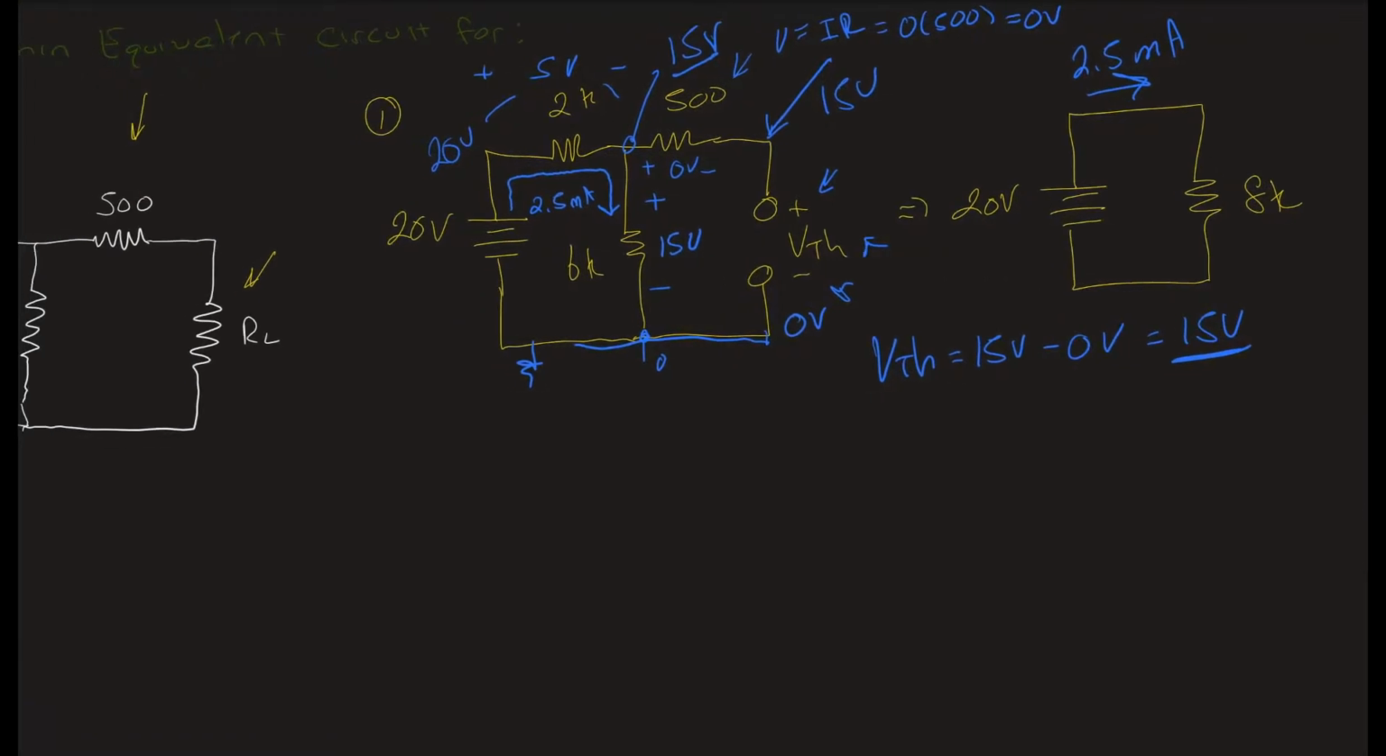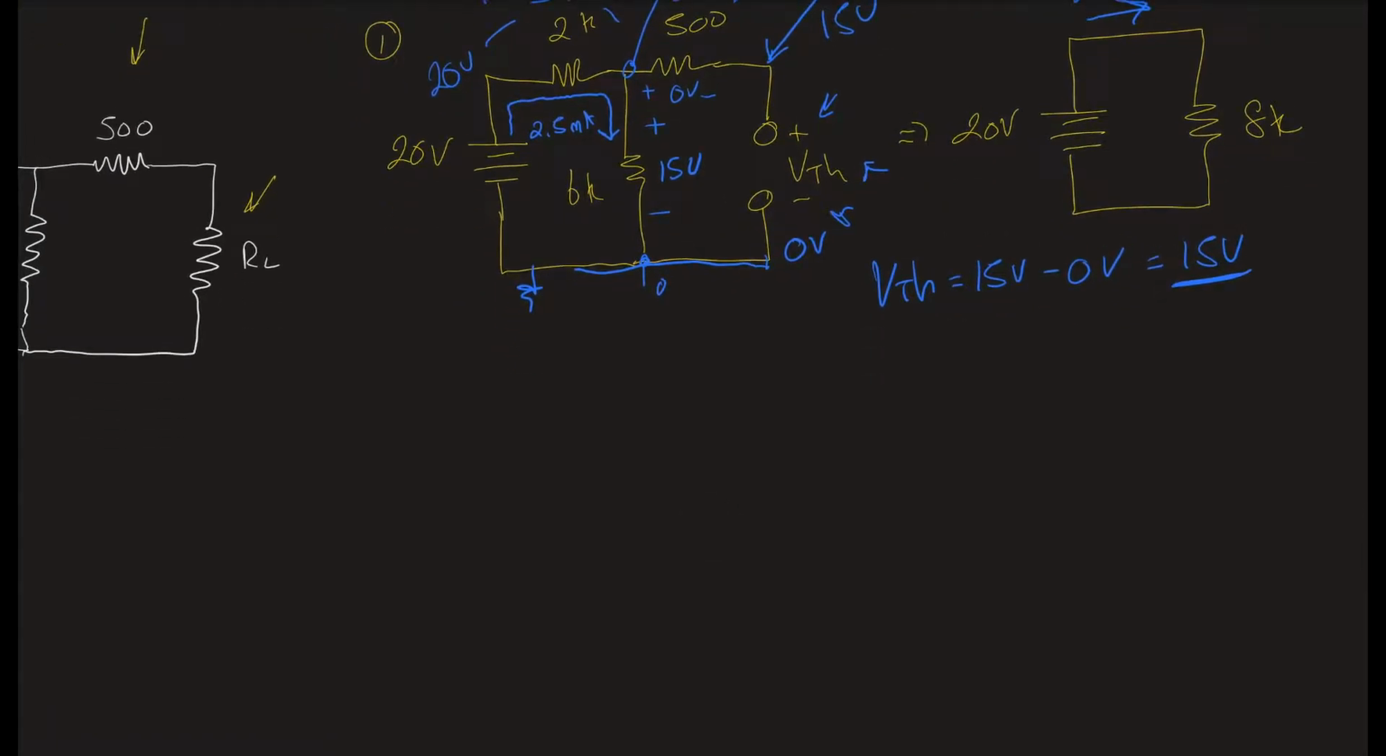Alright, now we've got to do the resistance thing. So remember, to calculate the resistance, we have to get rid of all the sources. Because it's a voltage source, we short it. Remember, if it was current, we'd open it. We'll do one of those examples. We then have 2K, 6K, and 500, and then I need to solve for the resistance looking from the load's perspective.